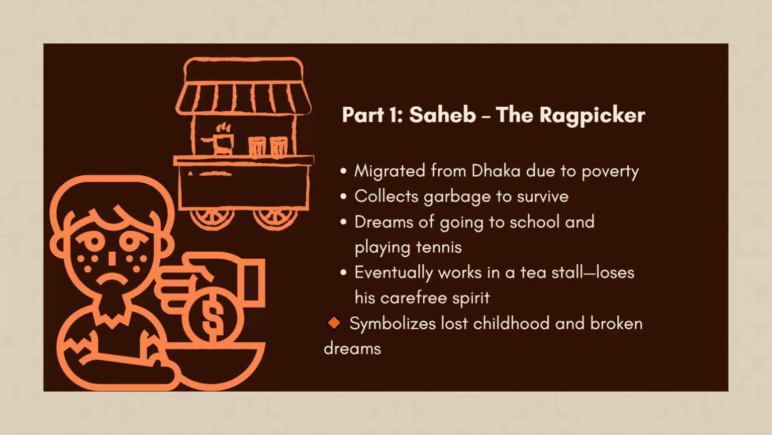We can divide the story into two parts as there are two characters and two subplots. First one is part 1, Saheb's life story. He is a rag picker who has migrated from Dhaka due to poverty. He collects garbage to survive. He dreams of going to school and playing tennis, but eventually he ends up working in a tea stall and loses his carefree spirit. He is the symbol of lost childhood and broken dreams.